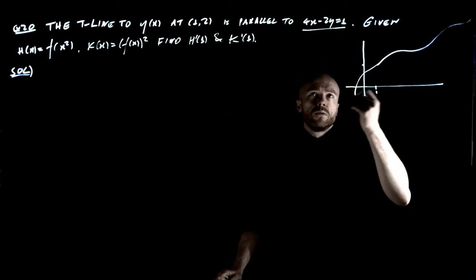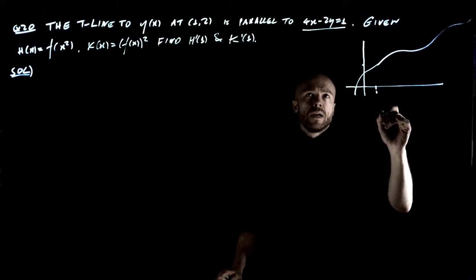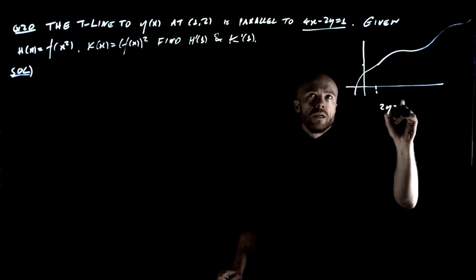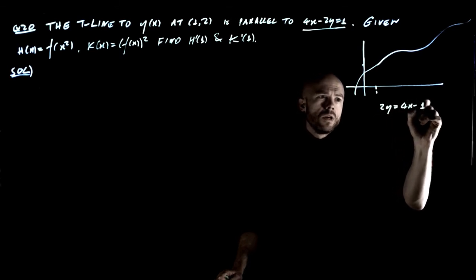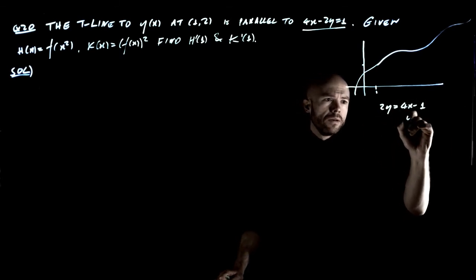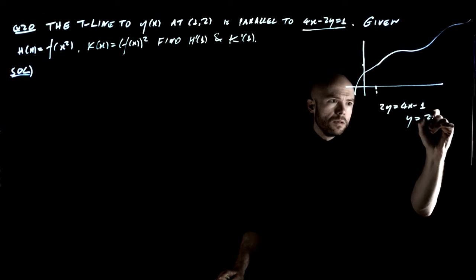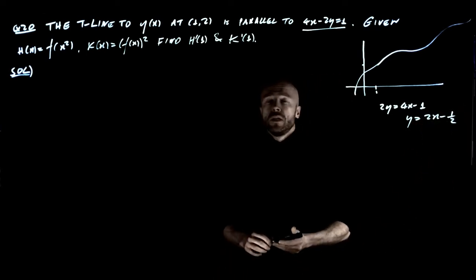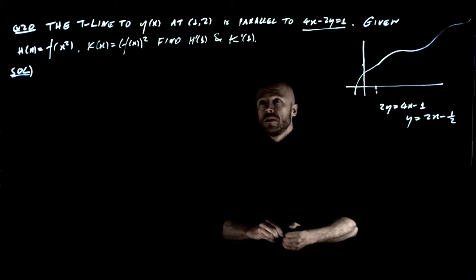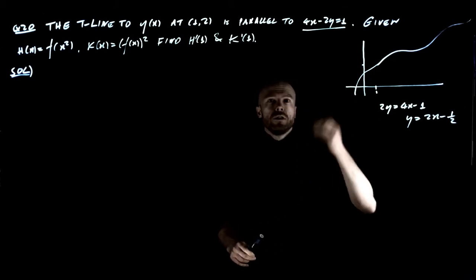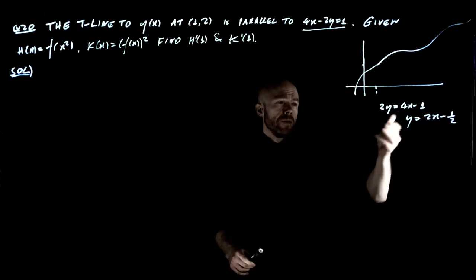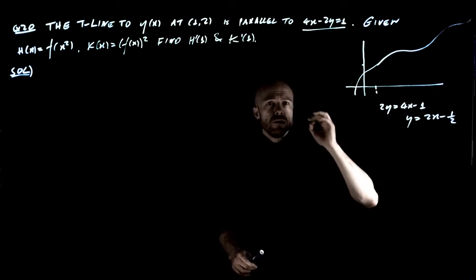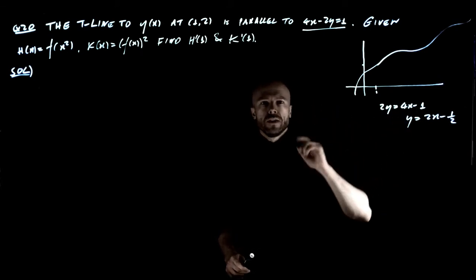So let's solve for y, and if we do that, we have that 2y is equal to 4x minus 1. Let's divide through, we have y is equal to 2x minus 1 over 2. And the only thing we want from this is the slope, because it says the tangent line is parallel to this line, which only gives information about the slope. And the slope of this is 2. So we know, therefore, that the slope of the tangent line has to be 2.